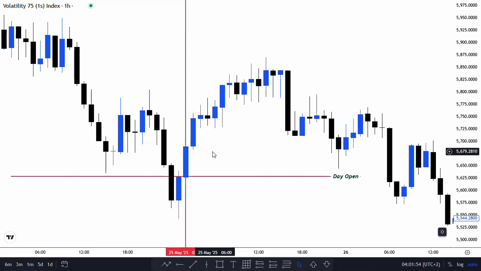Okay, so you need price to trade above. Since you are selling, you need price to trade above the day open, and then you can look for that potential point of interest, and then go even lower to look for that sniper entry.